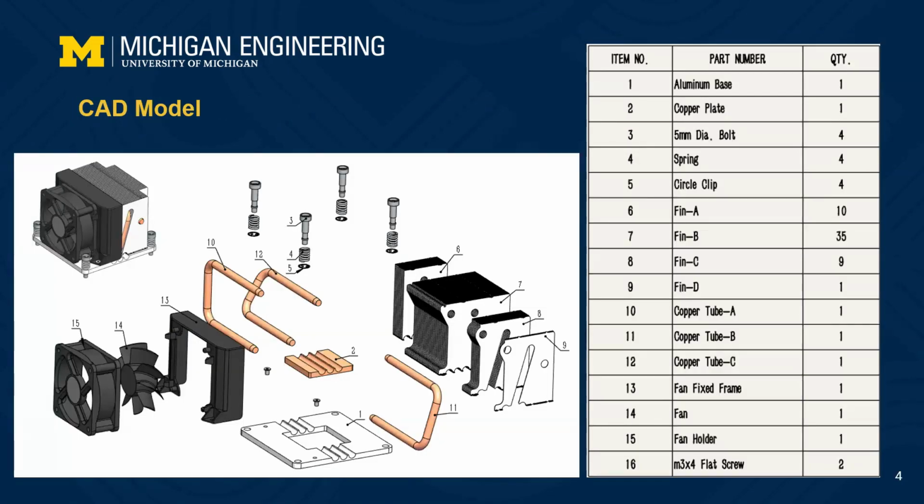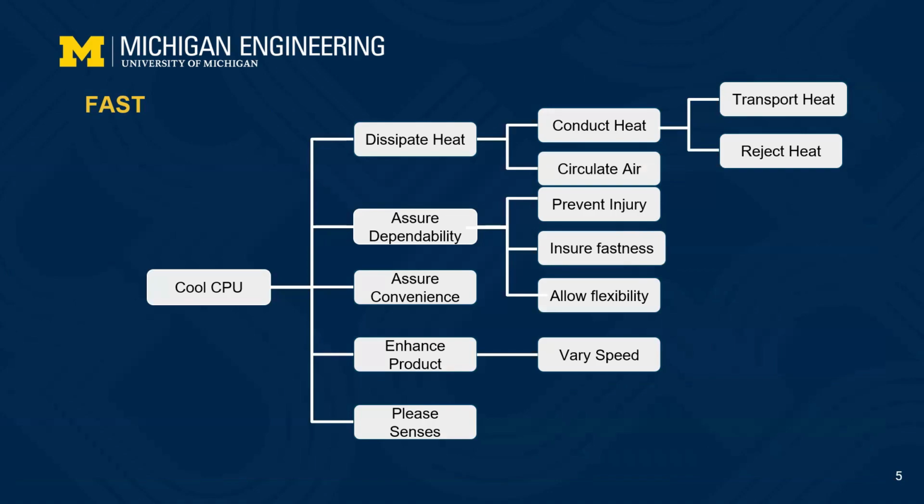Here is our exploded view of our CAD model showing all the components and the quantity of components. Here is our FAST diagram, which describes the functions that the CPU cooler must perform. As you can see, the primary function is cooling the CPU.